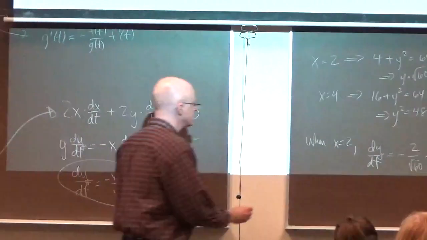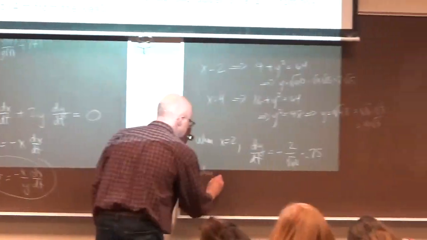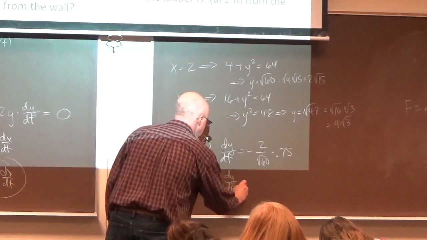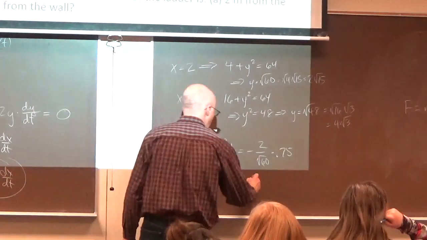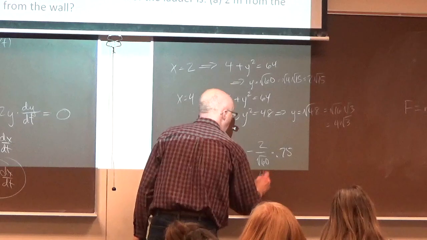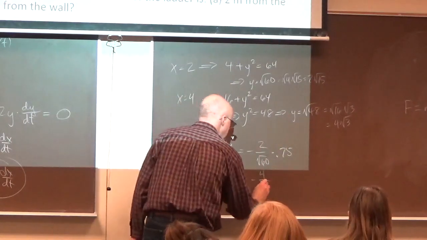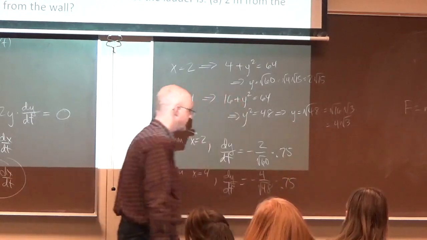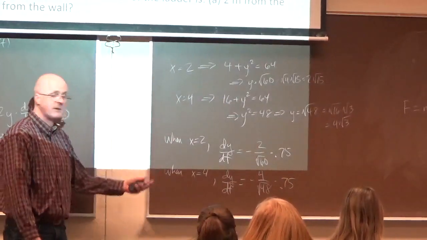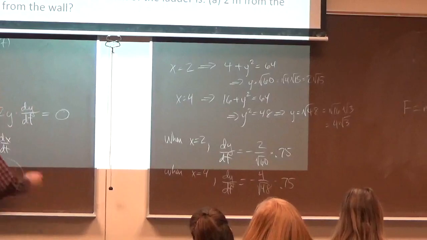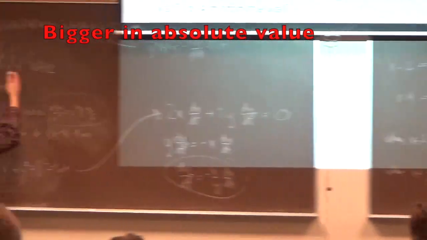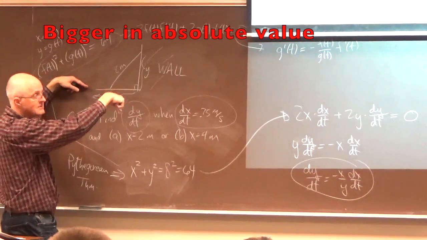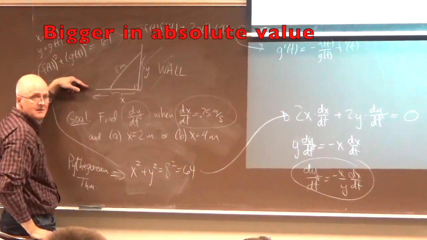When x is 4, dy/dt would be, use the same formula, now x is 4, negative 4 over y, which is going to be square root of 48. dx/dt is still 0.75. That's going to be bigger. When the ladder's further away, the bottom is further away from the wall, y is going down faster. It's a bigger negative number, so to speak. That's what I meant to say.